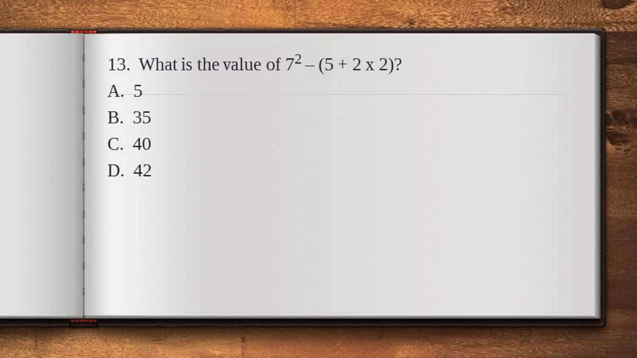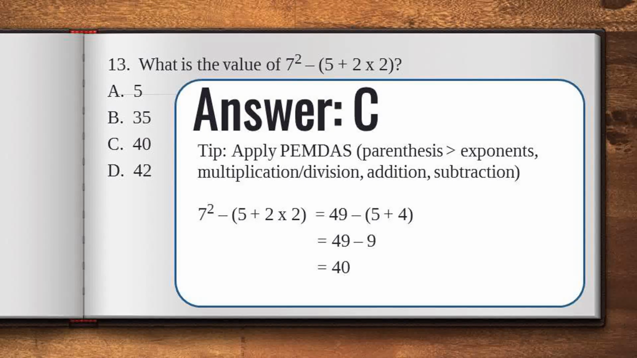Question number 13. What is the value of 7 squared minus parenthesis 5 plus 2 times 2? Letter A, 5. Letter B, 35. Letter C, 40. Letter D, 42. The correct answer is letter C.